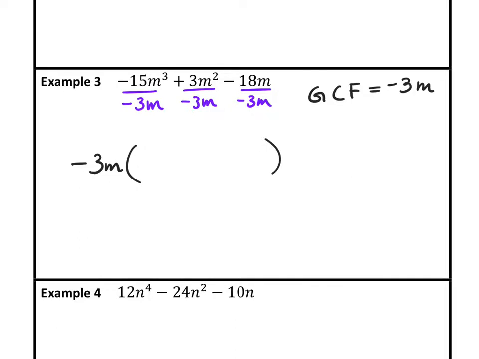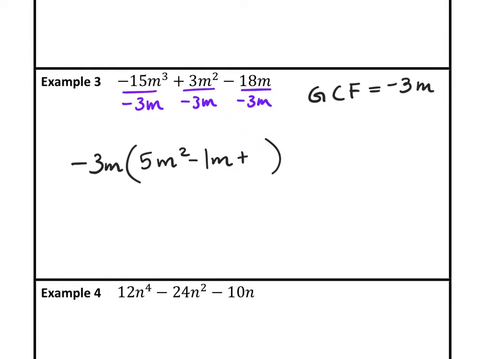And let's divide. What's negative 15 divided by negative 3? That's positive 5. What's m to the third divided by m? M squared. What's positive 3 divided by negative 3? Is a negative 1, right? And then m to the second divided by m is m. And then what is negative 18 divided by negative 3?